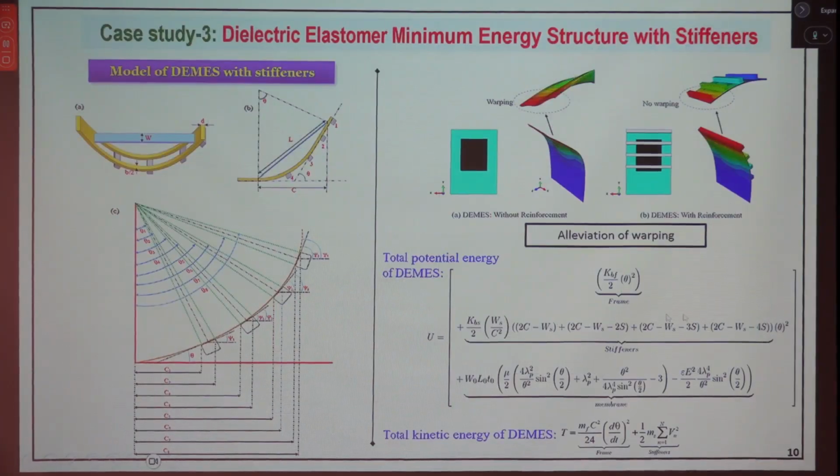Initially we neglected the effect of the stiffener mass, but now we have considered all this. If you see the frame and the stiffener, the bending stiffness has been taken into account. K_BS comes into the picture here, okay.